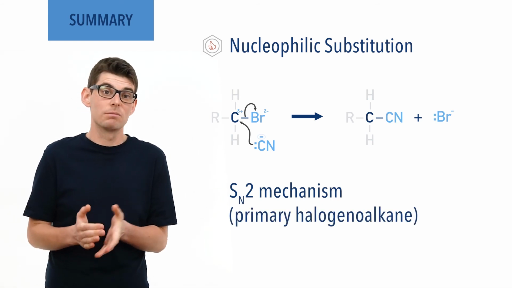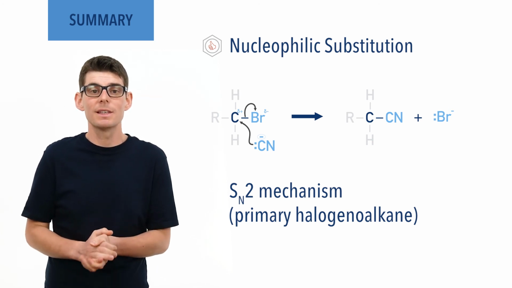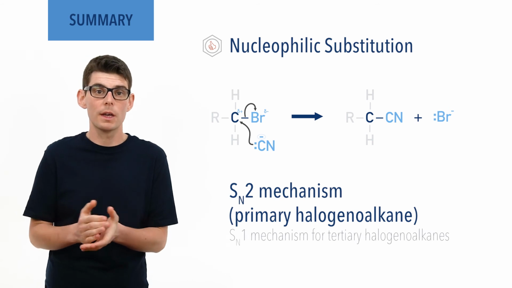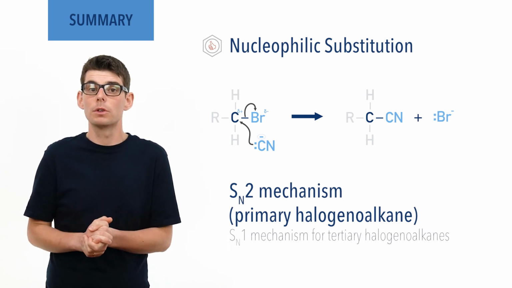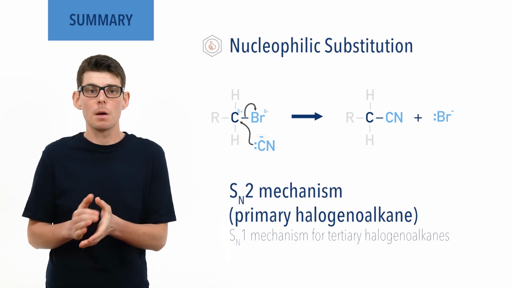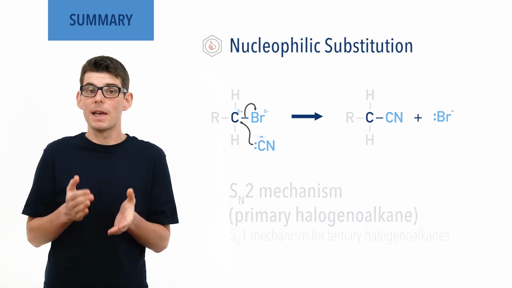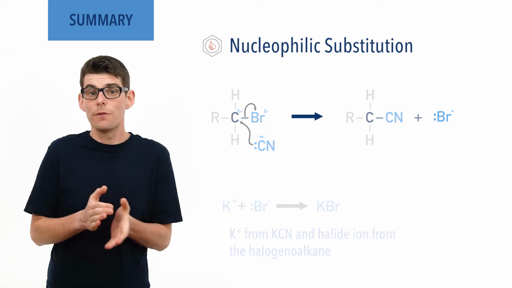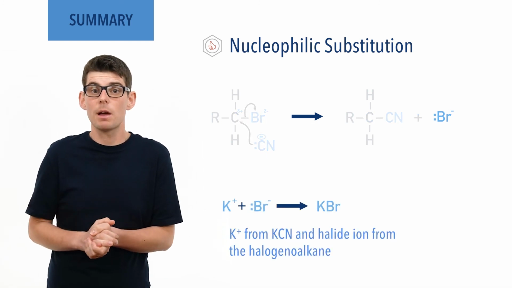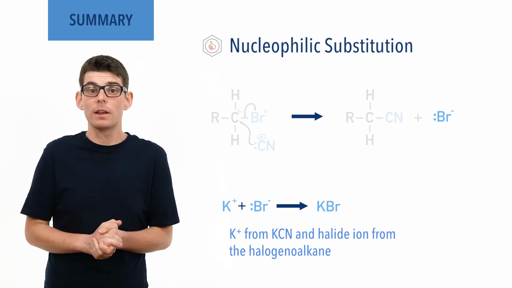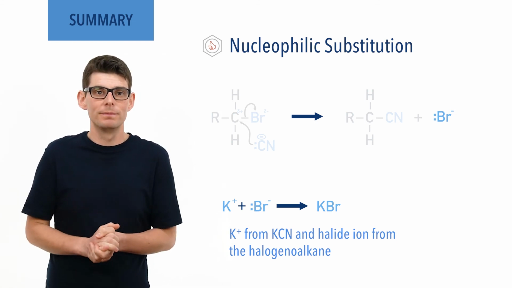For tertiary and some secondary halogenoalkanes, a different mechanism pathway referred to as SN1 occurs, where the carbon-halogen bond must break before the cyanide ion can make a new bond to the carbon. A potassium halide salt will be produced in both of these types of reactions, formed from the positively charged potassium ions from the original potassium cyanide and the negatively charged halide ion released in the reaction.